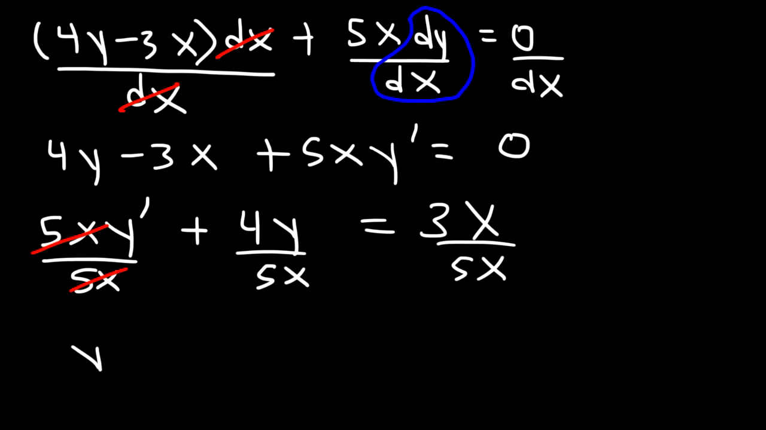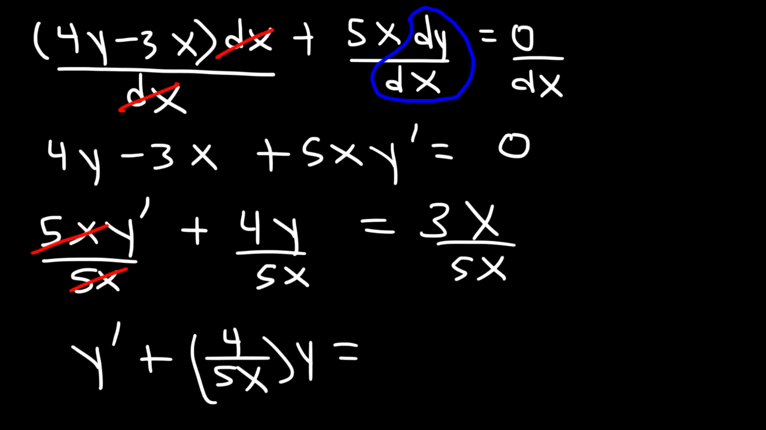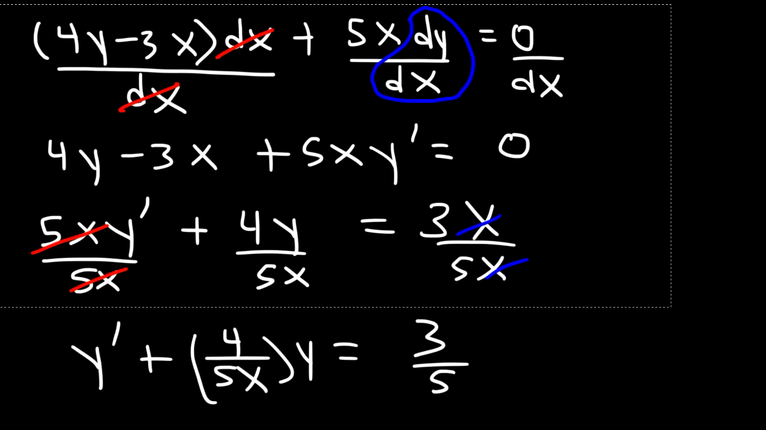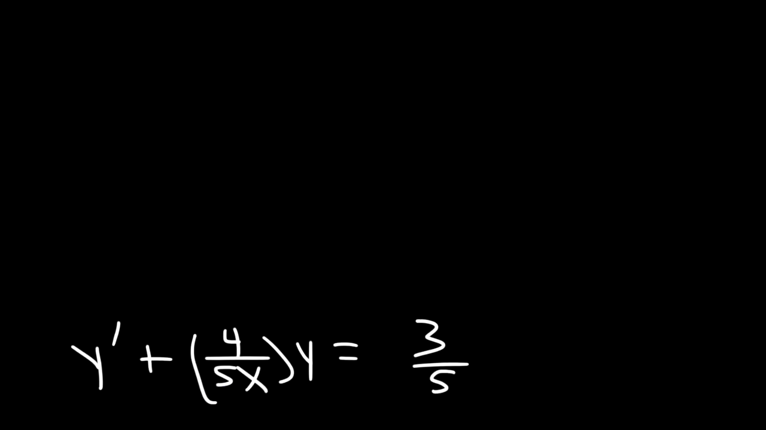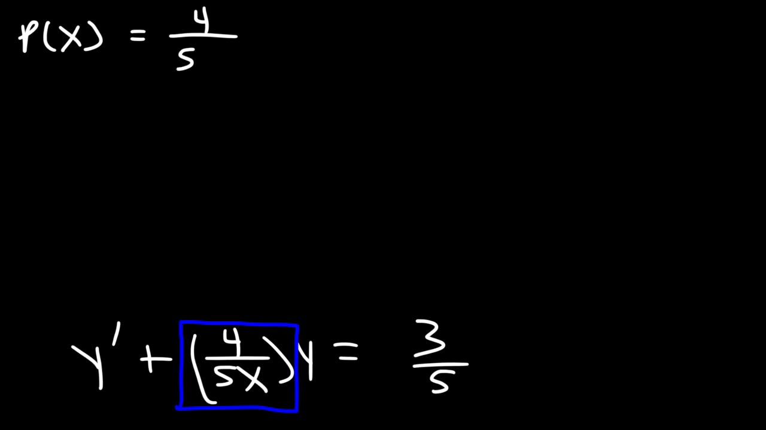So we're going to have y prime plus 4 over 5x times y, and then that's going to equal 3 divided by 5. Now it's in standard form. So we can see that p of x is 4 over 5x, and then q of x is a constant, and that's 3 divided by 5.